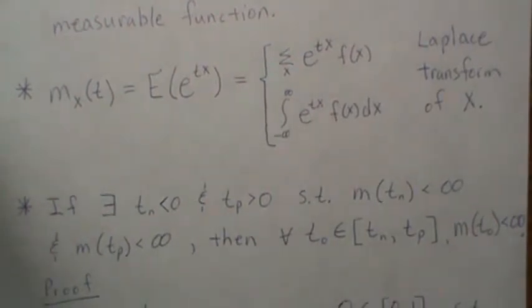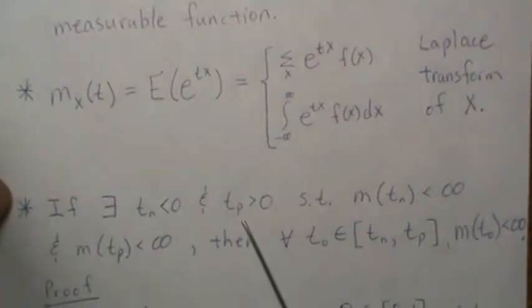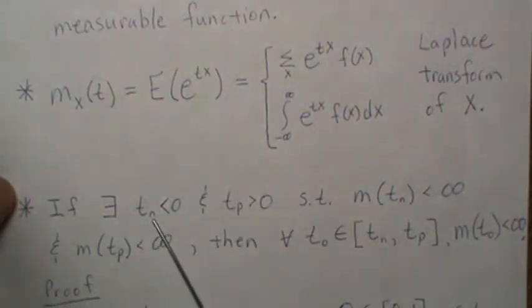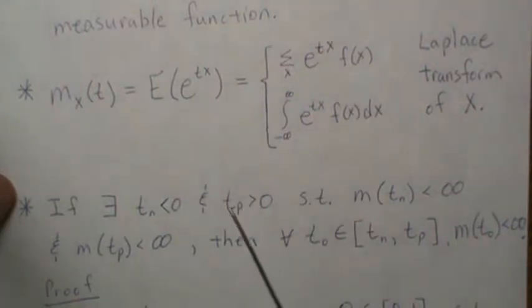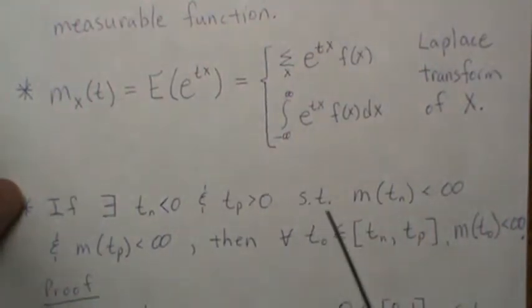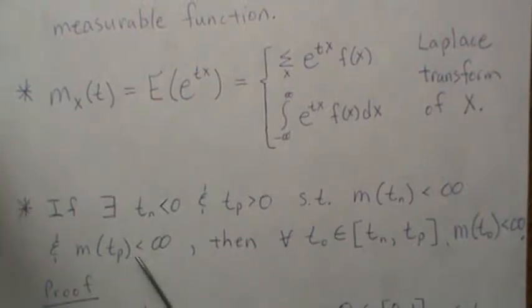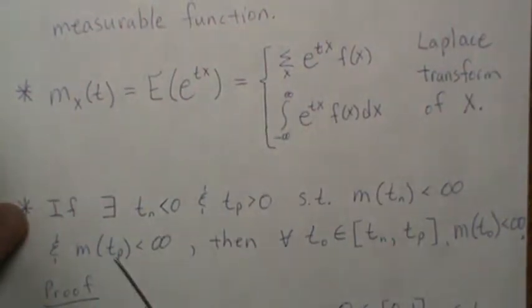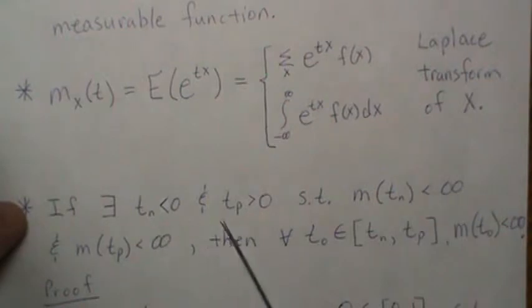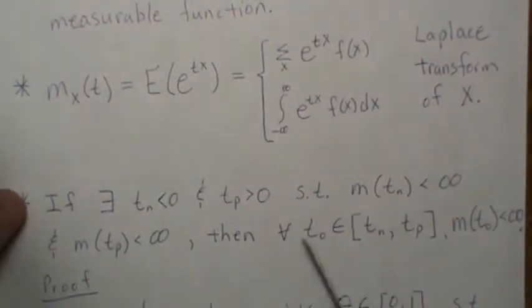Okay, now our first property is this. If we can find two values, t_n and t_p, where t_n is a negative value and t_p is a positive value, such that the moment generating function is finite for t_n and finite for t_p, so that is an interval about 0, and 0 is contained in that interval, then every t in this closed interval is also finite.